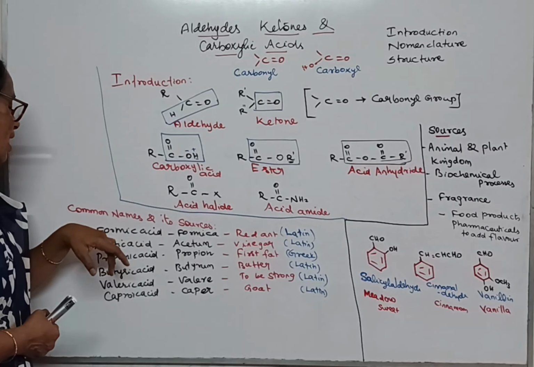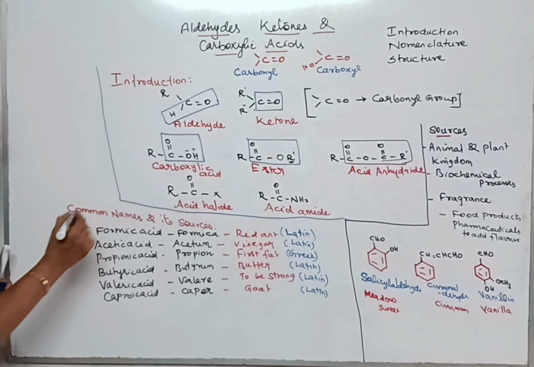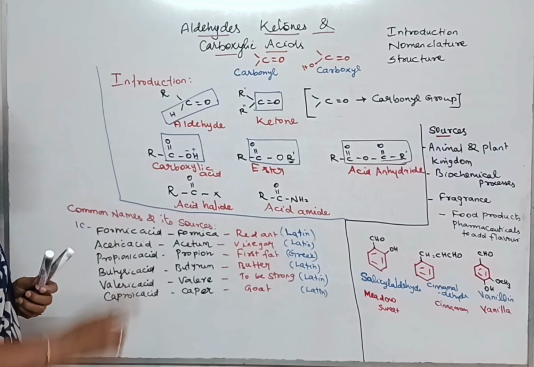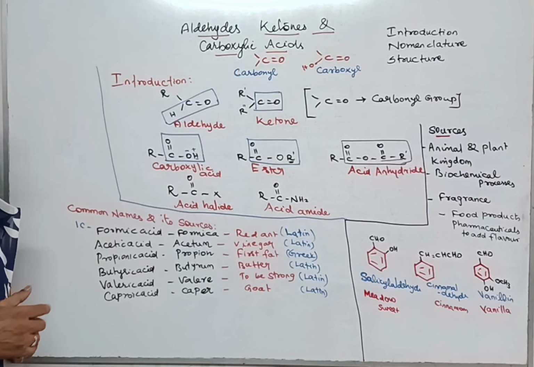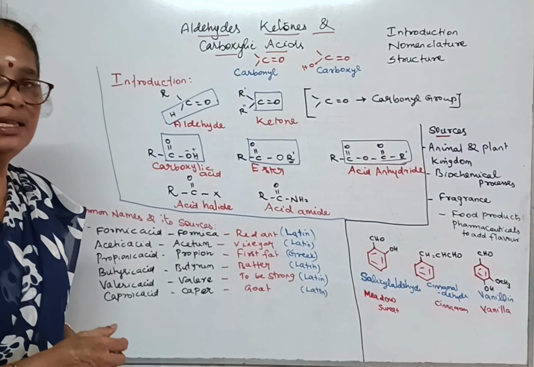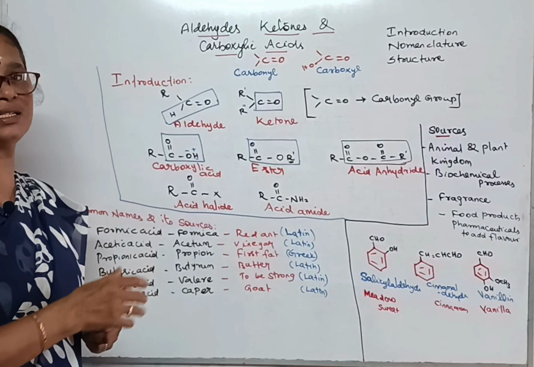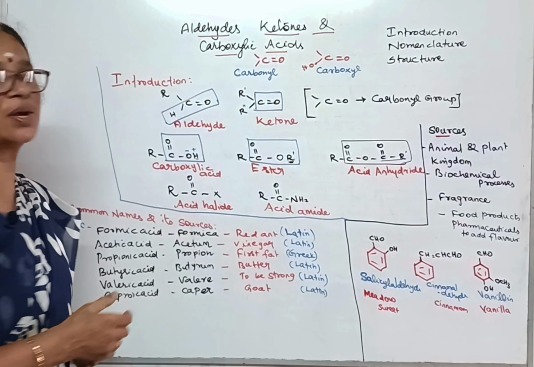We have formic acid, which has only one carbon. So the one-carbon first member of carboxylic acids is formic acid. Actually, this formic acid is present in the venom of the red ant. The red ant, in Latin, is called Formica.